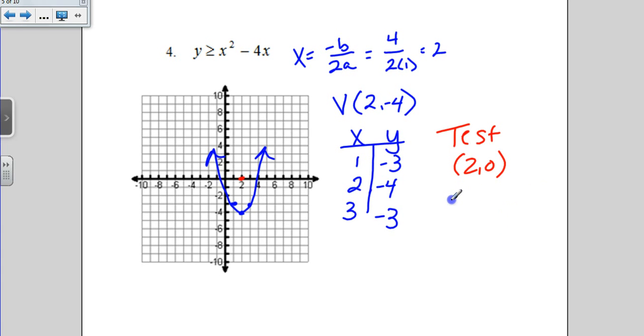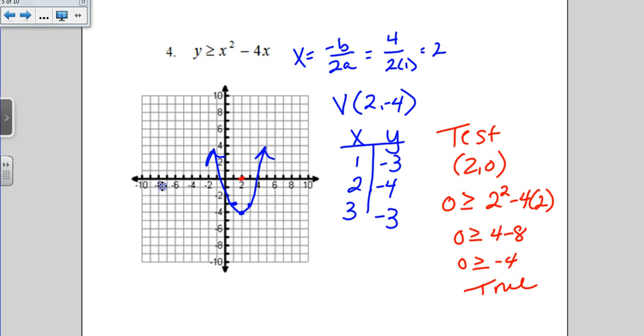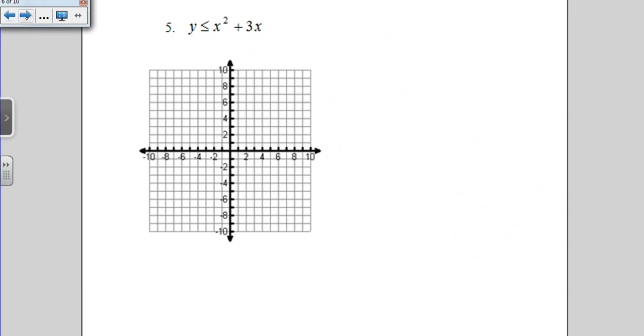So if I plug in a 2 for the x and a 0 for the y, I get 0 greater than or equal to 2 squared minus 4 times 2. So is 0 greater than or equal to 4 minus 8? And yes, it is, because 0 is bigger than negative 4. So since that's true, we're going to shade inside the parabola. That would be my solution set. There's a whole lot of answers, that's why I can't just give you one answer.